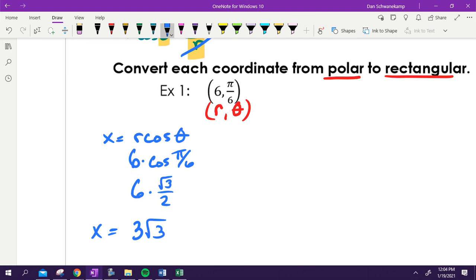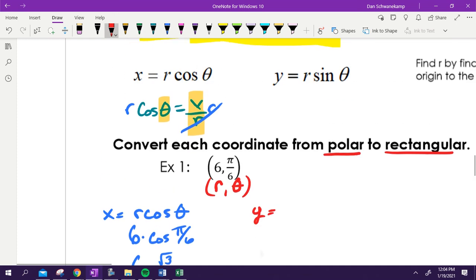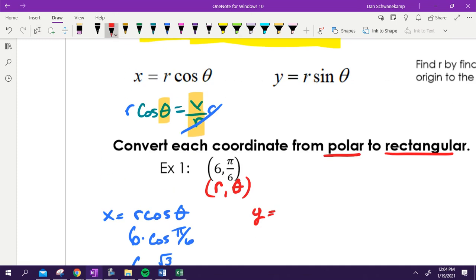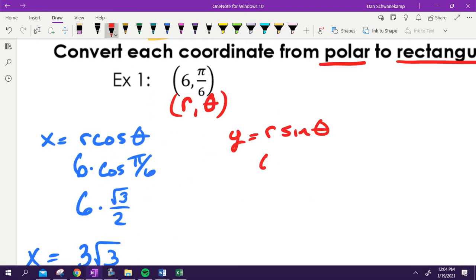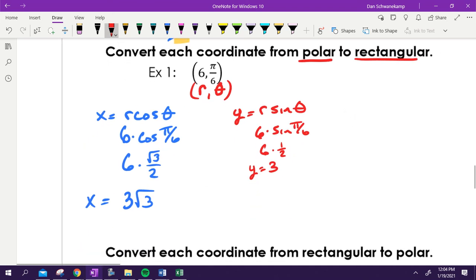That's great. That's just the x value. I need to find my y value. So I need a formula that somehow relates r and theta to get me y. Is there any formula you know that would get you y from r and theta? Y equals r sine theta. Yeah. Y equals r sine theta, just like cosine, but it's getting me the y value. We plug in 6 times sine of pi over 6. What is sine of pi over 6 going to get me? 1/2. So it's 6 times a half. My y value is 3.